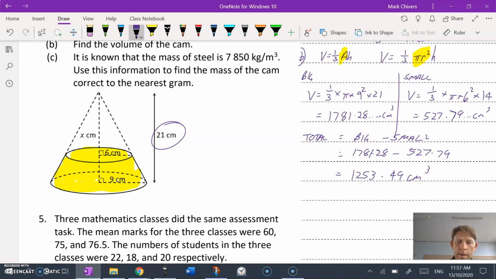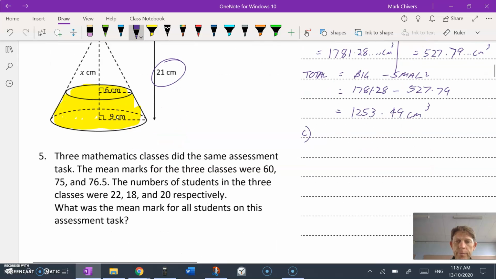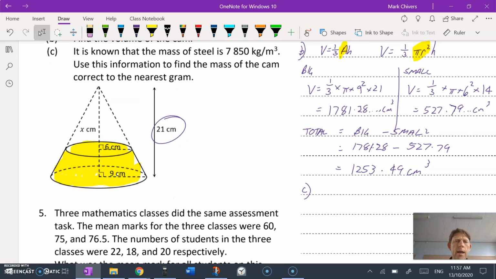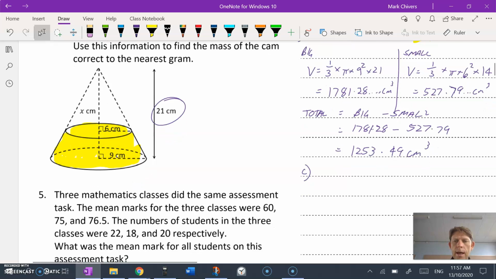Then finally for part C, we're being told that the mass of steel is 7,850 kilograms per metre cubed. Now we've got our dimensions here in centimetres cubed, so we're going to need to change that into metres cubed so we can find things out.